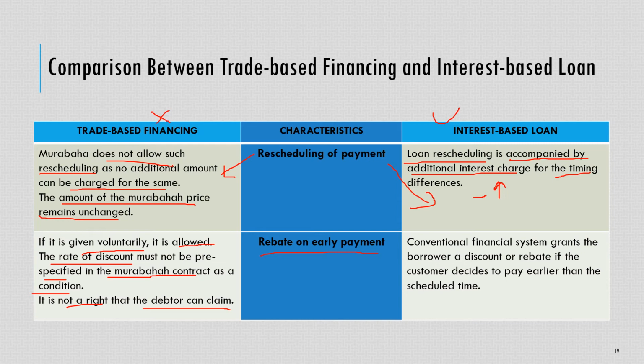Tapi kalau conventional financial system grant the borrower a discount or rebate if the customer decide to pay earlier than the scheduled time, sebab dia ada reschedule payment. So bila dia ada schedule time, so kalau lagi cepat dia bayar, so dia akan dapat rebate lah untuk conventional. Tapi kalau untuk trade based financing dalam Islamic, it is voluntary. Whether the bank nak bagi ataupun tak, it is depend on the performance of the bank.